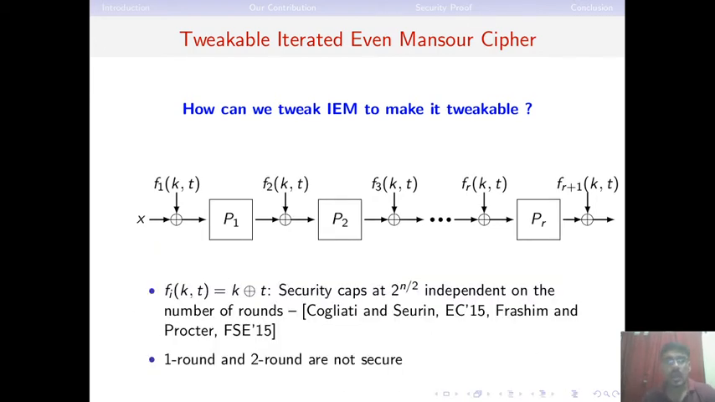So now let us instantiate the function F, whose outputs are masked in the internal state. Let us first take a simple example: what if I take all the functions to be just a XOR of the key K and the tweak T? If all the f_i(K,T) is basically a XOR of key K and tweak T, then irrespective of the number of rounds, the security of this construction boils down to birthday bound security. This was shown by Cogliati and Seurin in Eurocrypt 15, and independently Farshim and Procter showed this result in their FSE 15 paper. Moreover, a trivial observation is that if you take this key scheduling function to have only the XOR of key and tweak T, then the one-round and two-round constructions are not secure.